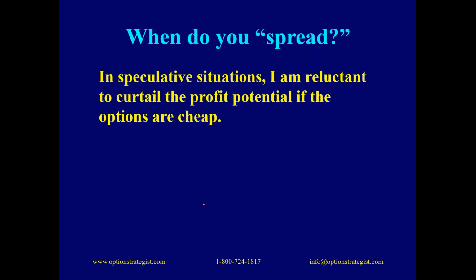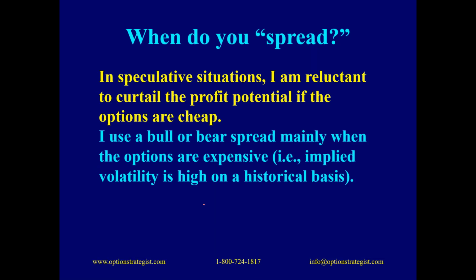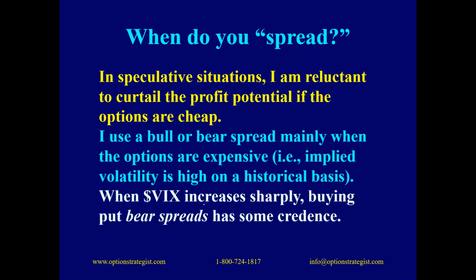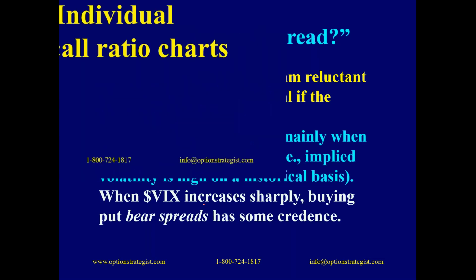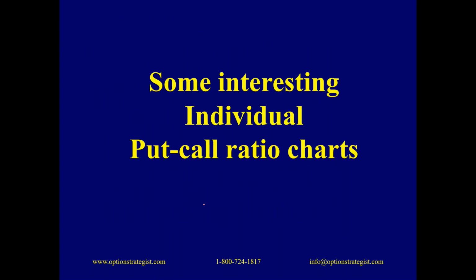So I only use the bull or bear spread when implied volatility is high. So for example, when VIX rose up a few days ago, we got a couple of sell signals. In those cases, we did do bear spreads because VIX was high. But most of the time, we are just strict buyers of slightly in the money or at the money options for these trades. So let's look at some individual put-call ratio charts.